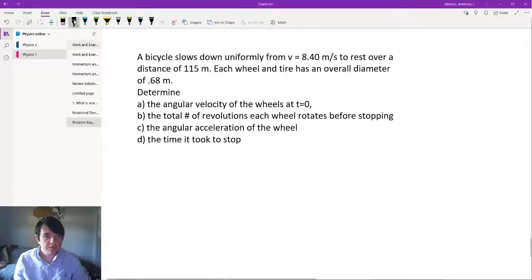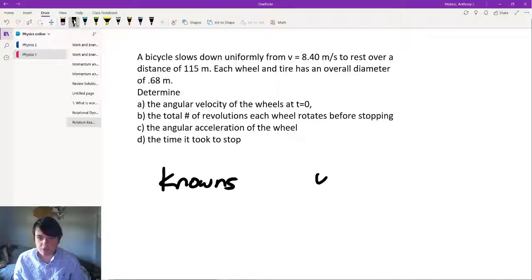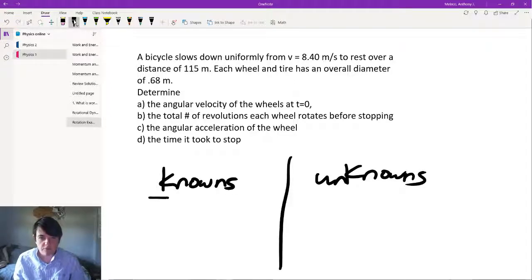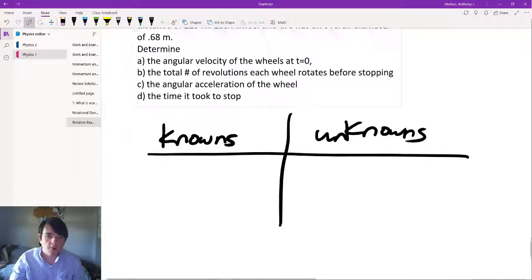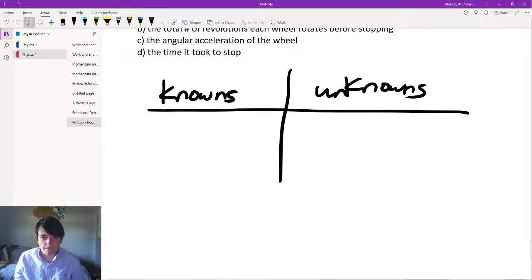So let's do our knowns and unknowns. Like always, if you're doing kinematics, you're always going to do this. For the most part, it's extremely helpful in problem solving. We're going to go through our angular quantities: angular position, angular velocity, angular acceleration, and time. Then we'll do our linear quantities.